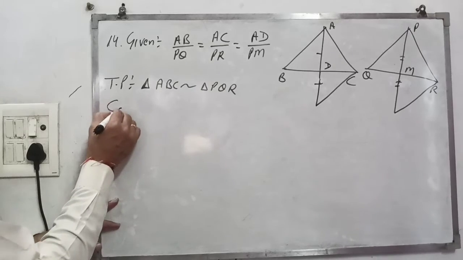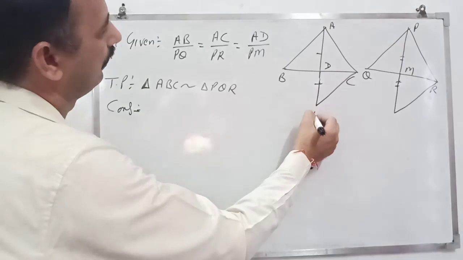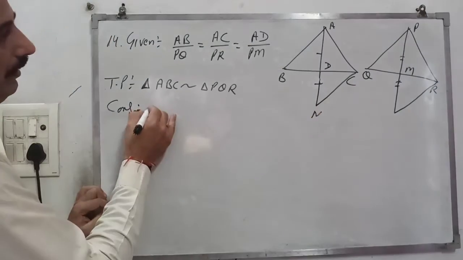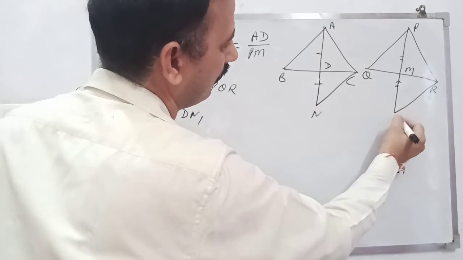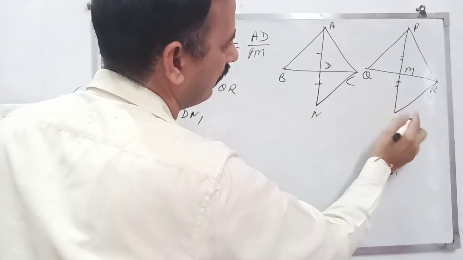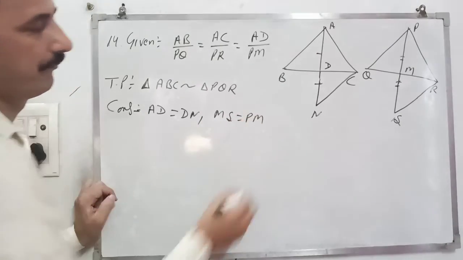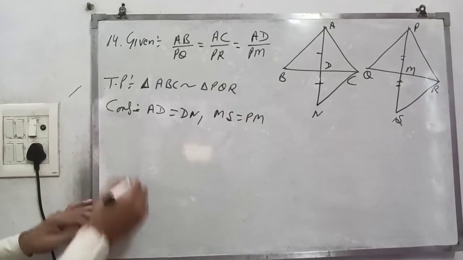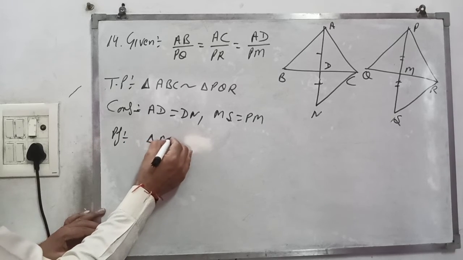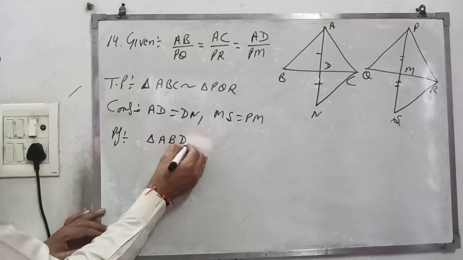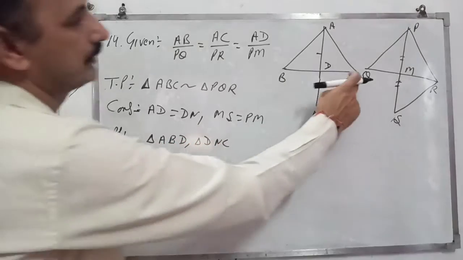So what we can do, we construct here AD equal to DN and PM equal to MS. By the construction we are doing that. So look at the proof. Now use triangle ABD and triangle DNC, by using these two triangles, right?